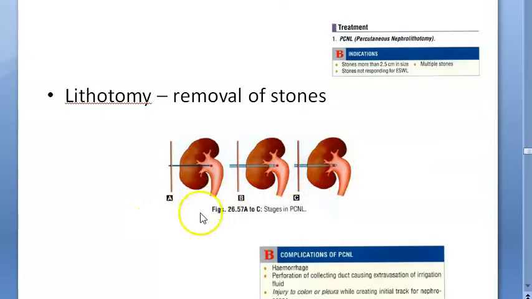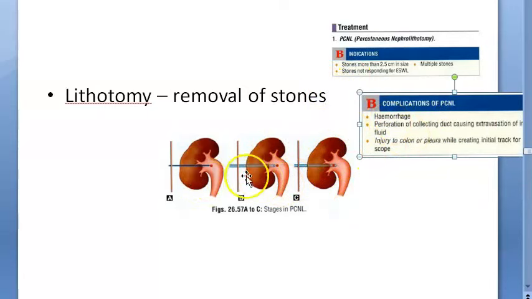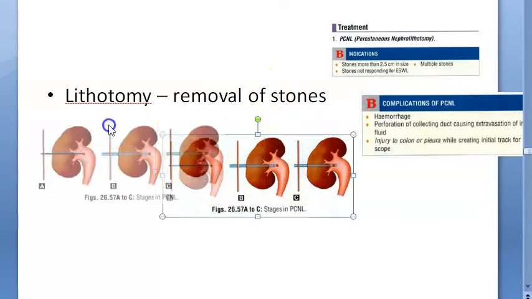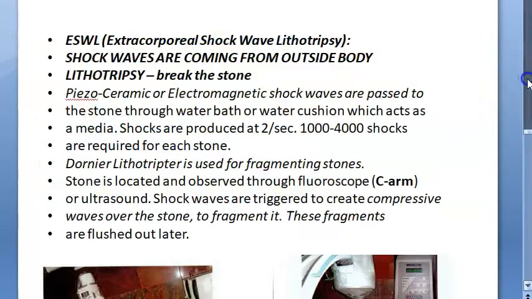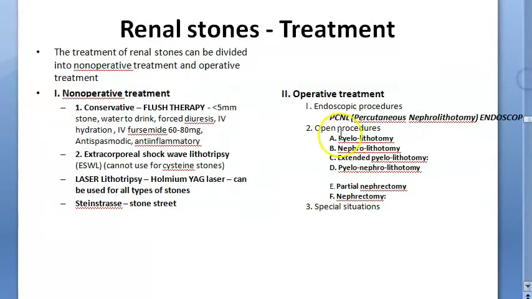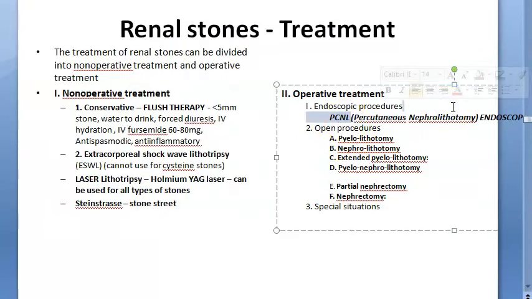Again, what are the indications? Stones smaller than 2.5 centimeters can be removed, multiple stones, and stones not responding to ESWL. Complications here include hemorrhage, perforation, injury to surrounding structures, etc. Did you understand? This uses a nephroscope, and you are going in through the skin and performing a procedure, so this comes under operative treatment, under endoscopic procedures.